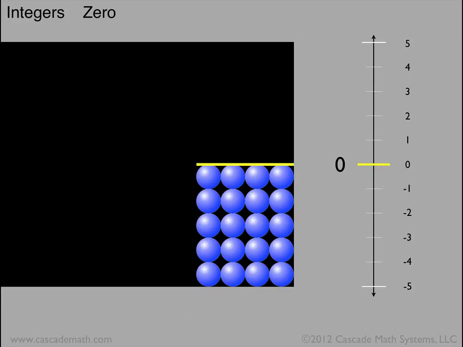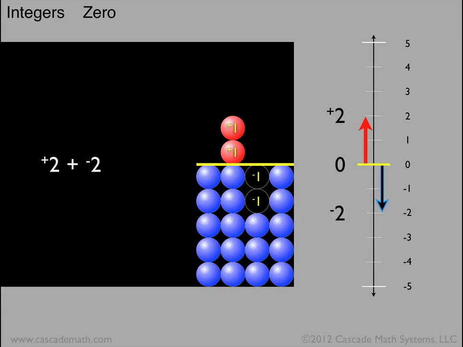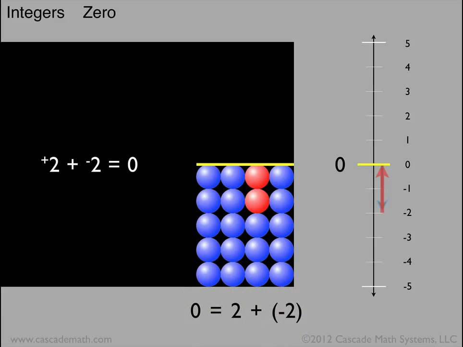The same is true if we add a positive 2 and a negative 2. Just like with the positive 1 and negative 1, when we add positive 2 and negative 2 together, they cancel each other out, leaving us with 0.